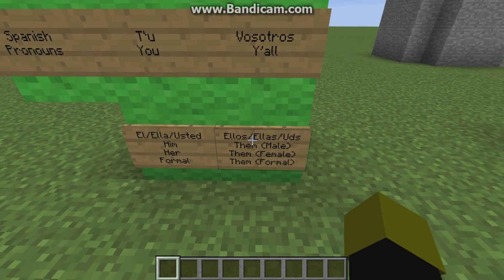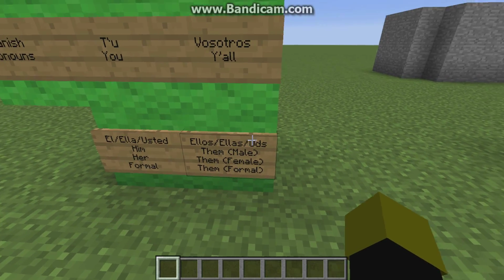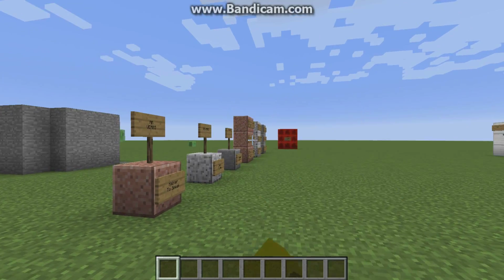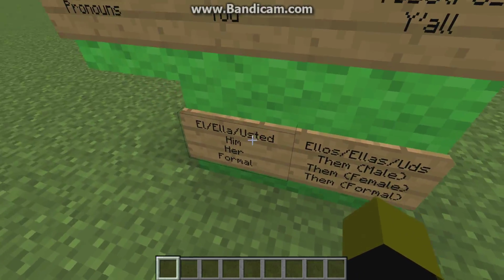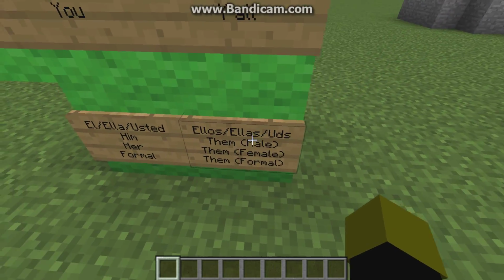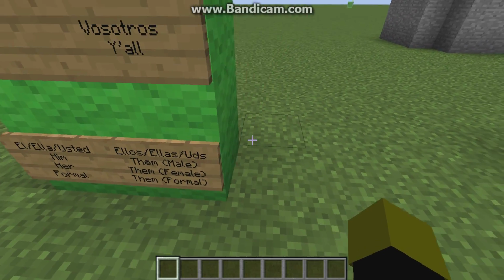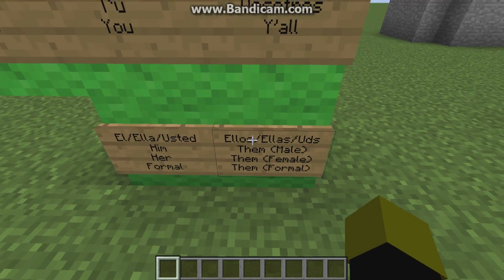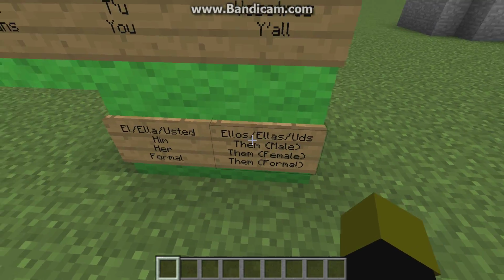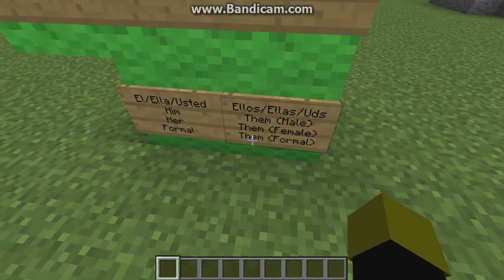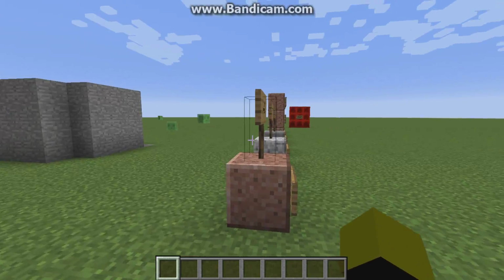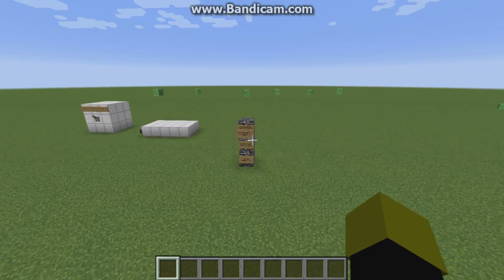And then there's ellos, ellas, and ustedes, which I'm going to be writing as UDS over there because I ran out of space on the sign. That stands for ustedes. So like usted would be UD, UDS is ustedes. So ellos is them for males. Ellas is them for females. Then ustedes is them for formal, so like multiple teachers, multiple bosses, or multiple people that you just met on the street.